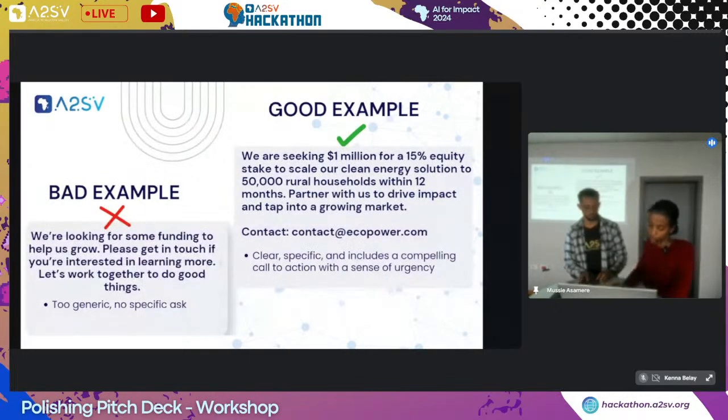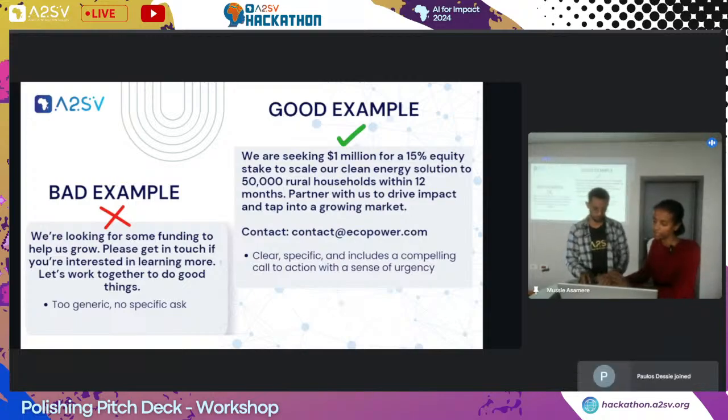Okay, so here it says, we're looking for some funding to help us grow. Please get in touch if you're interested in learning more. Let's work together to do good things. It's not a bad call to action, but it doesn't state who you are. It's too generic and it doesn't have any specific ask. Like, how much money are you asking for? So it's not that direct.